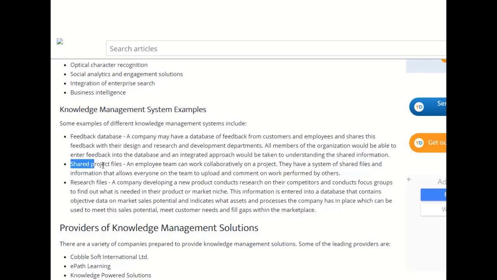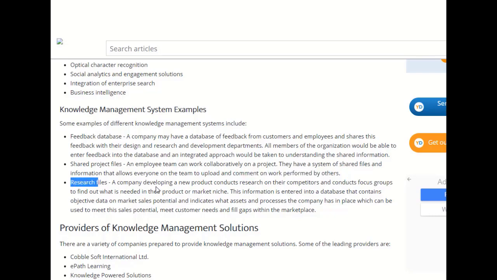Another one, shared project files. An employee team can work collaboratively on a project, and they can have a system of shared files and information that allows everyone on the team to upload and comment on work performed by others. That's collaboration.